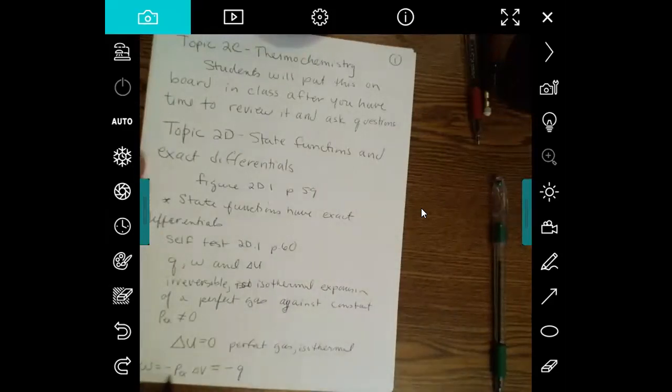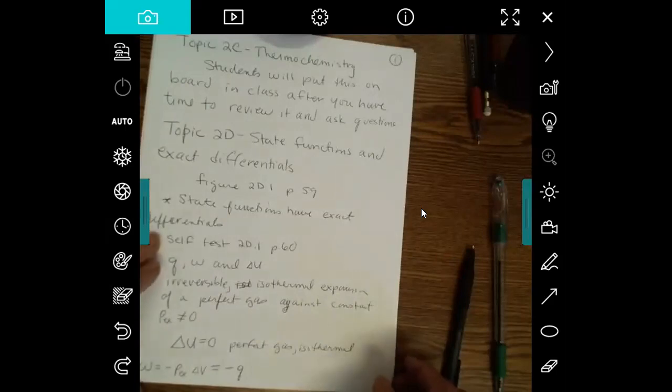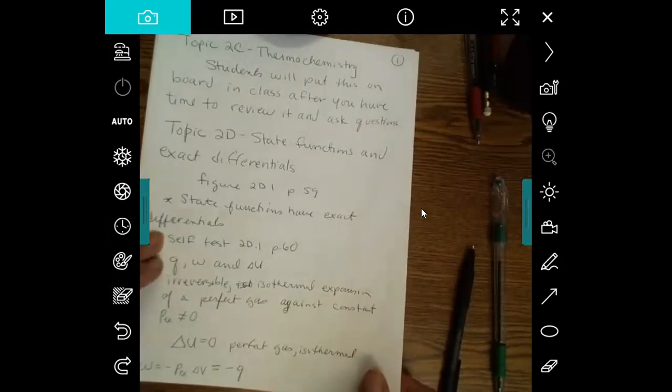Therefore, work is going to be negative external pressure times dV, because it says it's irreversible against a constant pressure. And therefore, because delta U equals 0, work has to equal negative q. So q will be equal to external pressure times change in volume.